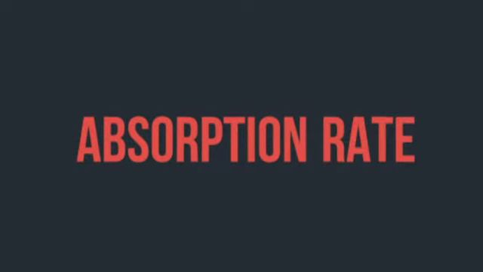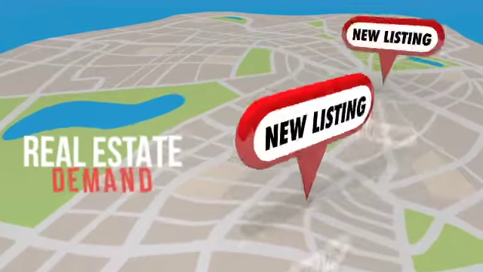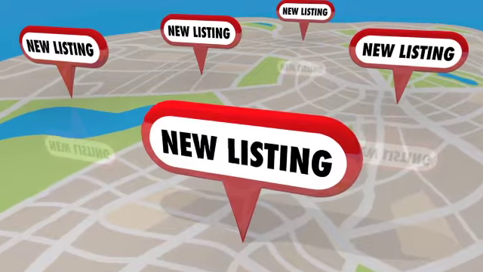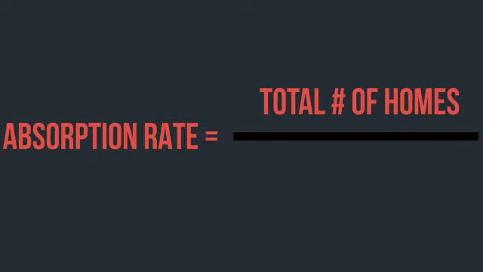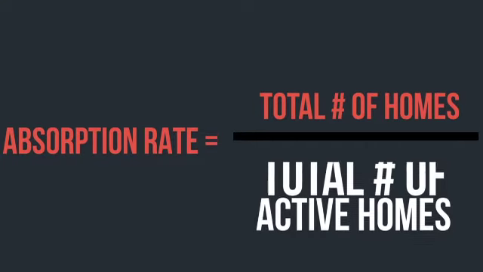Today we're going to talk about absorption rate and monthly supply inventory. Those are very common real estate terms, but do you know what they mean? The absorption rate talks about real estate demand, and it basically tells us how long it will take for a property to sell in a certain real estate market. The absorption rate is quite simple to calculate. You take the total number of homes sold during a specific period of time and you divide it by the total number of active homes currently on the market.